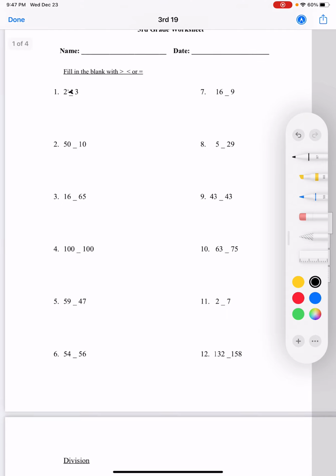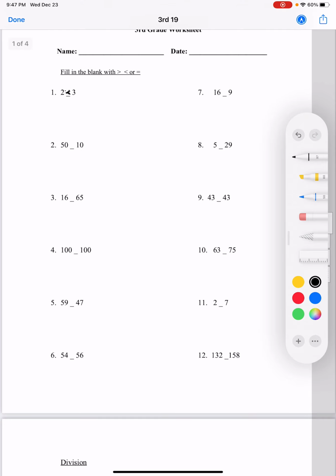Okay, so let's try number 2. 50 is a greater number, which means that the alligator would want to eat the bigger number, which is 50. Or you can think of it as a Pac-Man eating the bigger number. So 16 and 65. 65 is the greater number, so the Pac-Man would want to eat the 65.